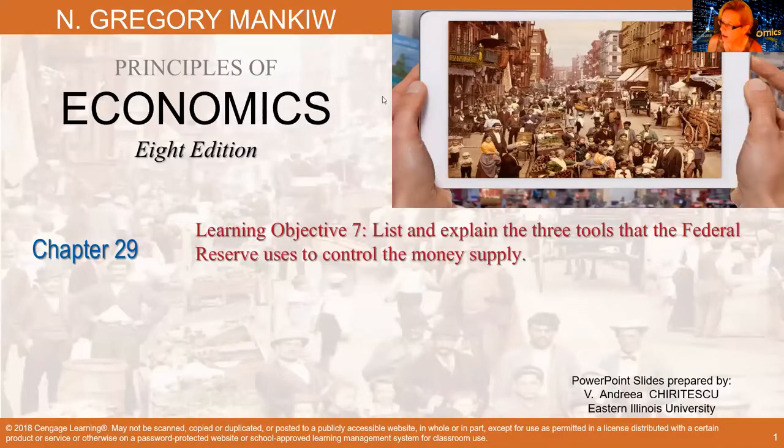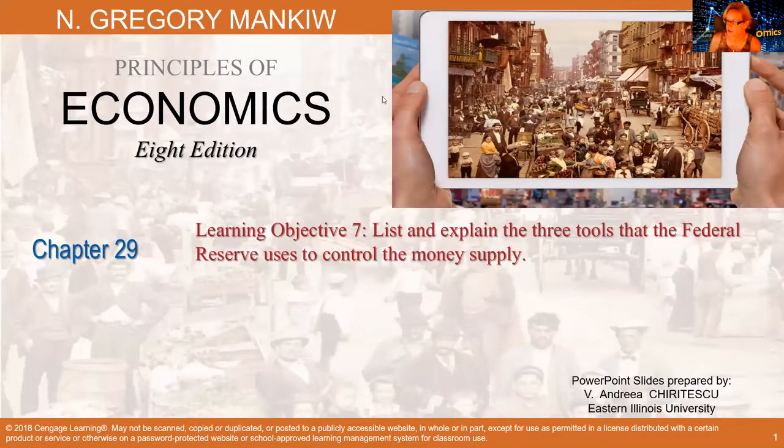Hi, and welcome to Chapter 29, Learning Objective 7, where we're going to talk about the three tools that the Fed uses to control the money supply, or monetary policy. So let's go ahead and jump right into it. Let me get to my slideshow here. There we are.